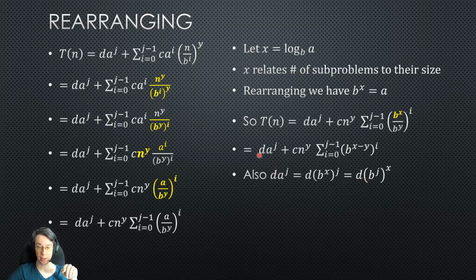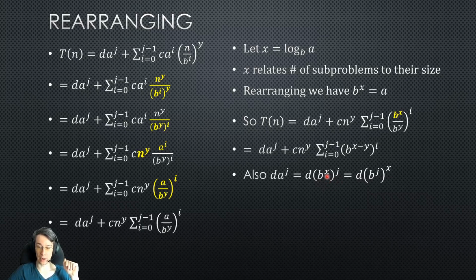Also note that d times a to the j, we can modify this to express it in terms of b as well. I'm trying to get rid of all my a's and express everything in terms of b's to simplify my expression a little bit. So d times a to the j is d times b to the x to the j. Why? Well, b to the x is a. So in a to the j, I can replace the a by b to the x, right? b to the x all to the j.